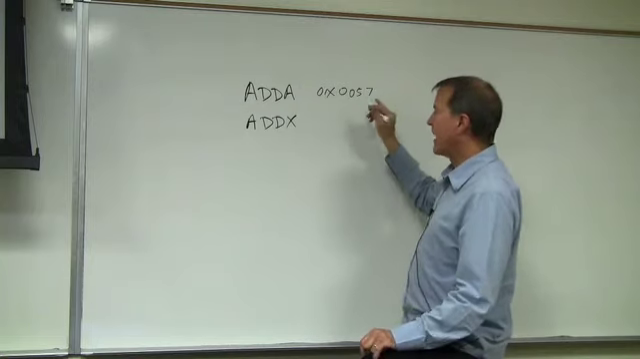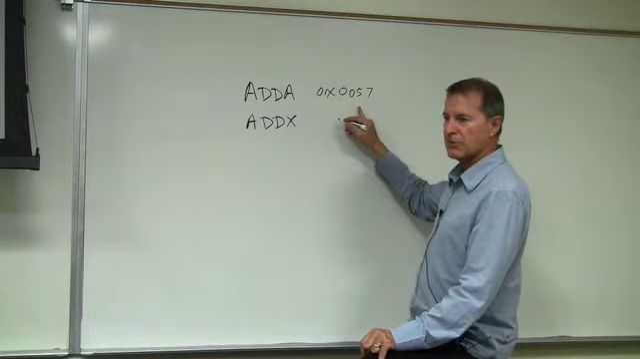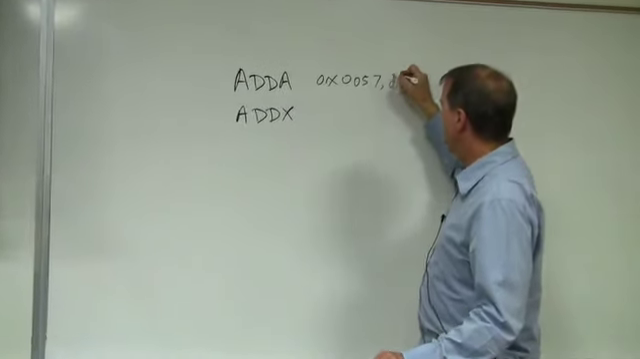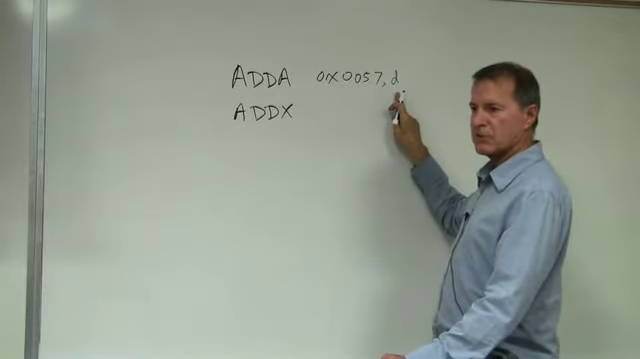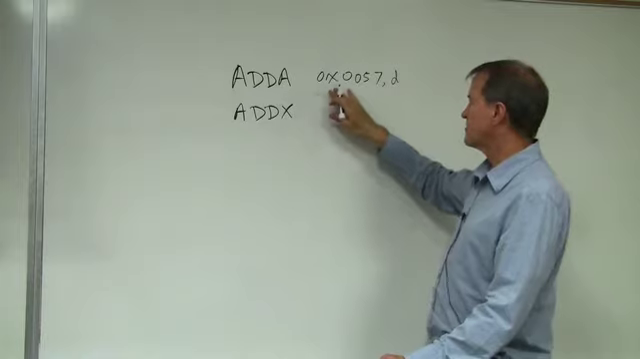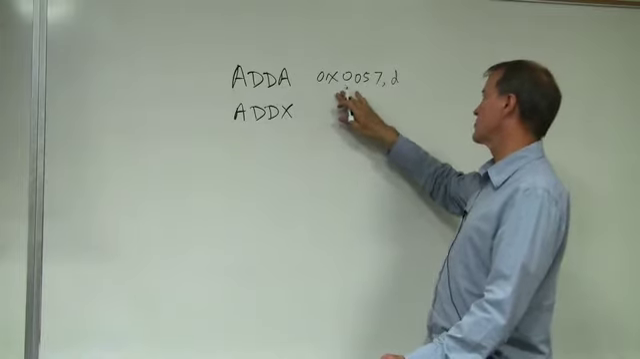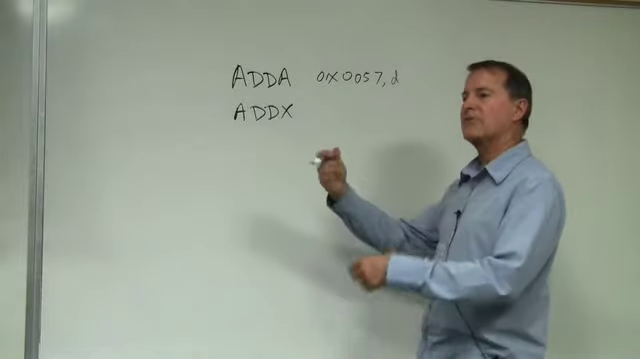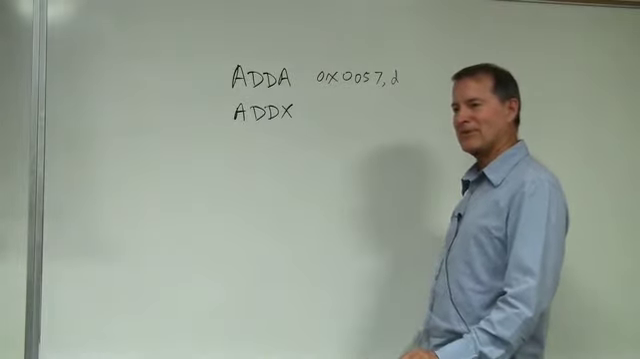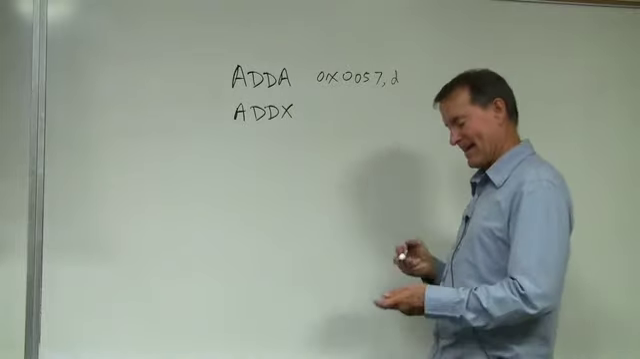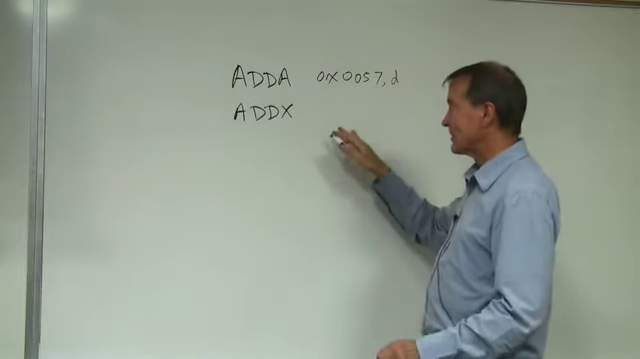And then how do you indicate the addressing mode? The way you indicate the addressing mode is you put a comma and then the letter. So direct addressing would be like this. This would be add x from memory location 0057, direct addressing. And then you don't have to figure out all the rest.